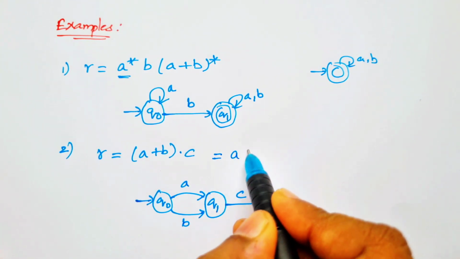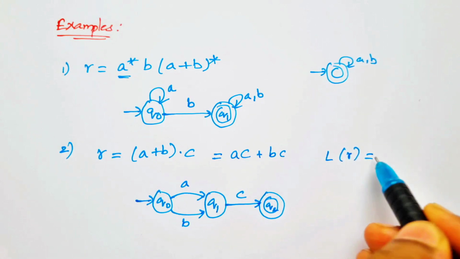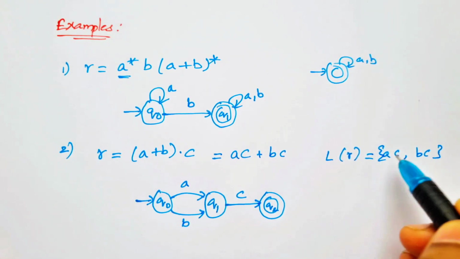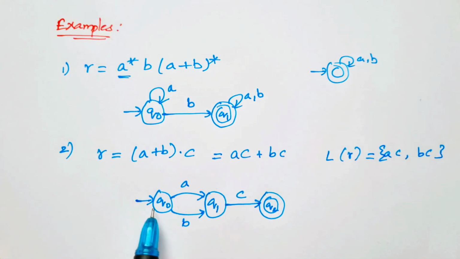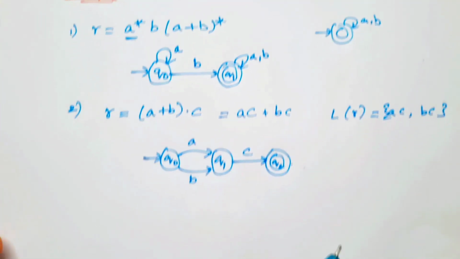See here what you will get. It is AC plus BC. Means the language is containing AC comma BC. Only these two strings. You can see here. When you start from the initial state, you can go this way or this way. If you go this way, it is AC. If you go this way, it is BC. Only two strings are accepted by this NFA.